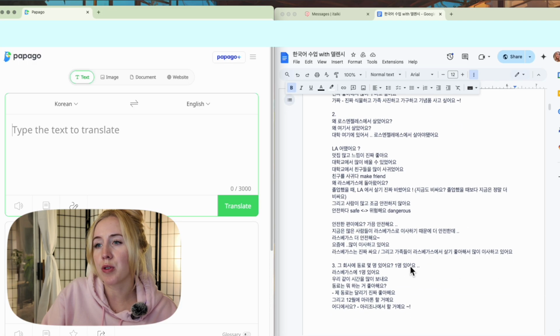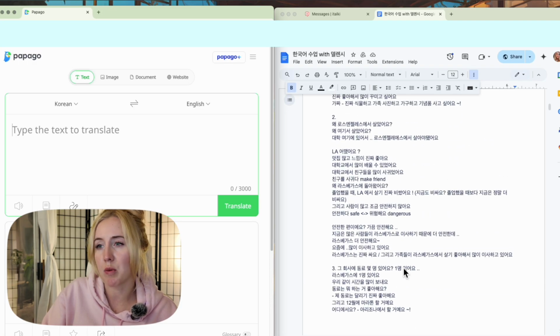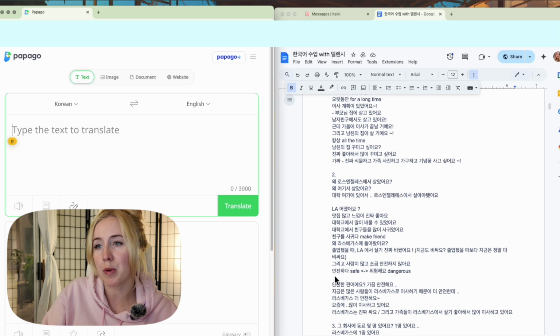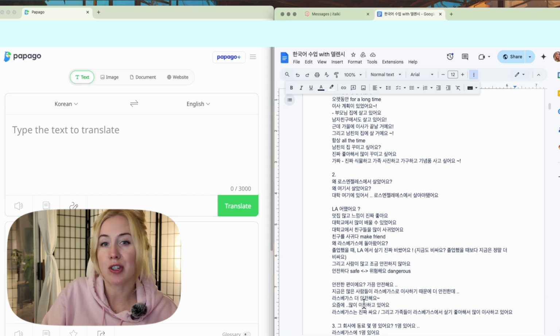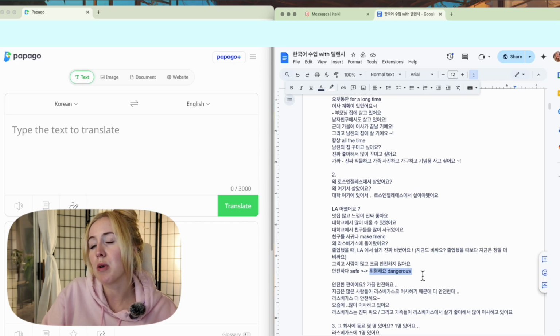She had 안전하다, to be safe, as one of my vocabulary words for the week. But another really important word that came up in our conversation that she just didn't highlight for my homework is 위험하다, to be dangerous. And this is definitely something I want to also learn.